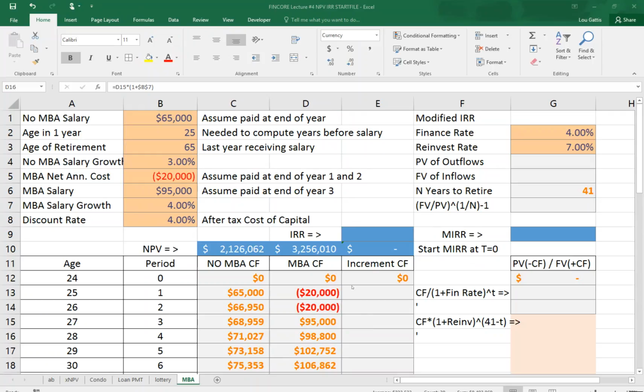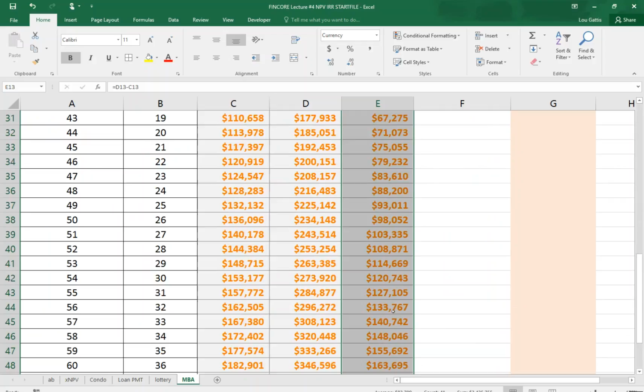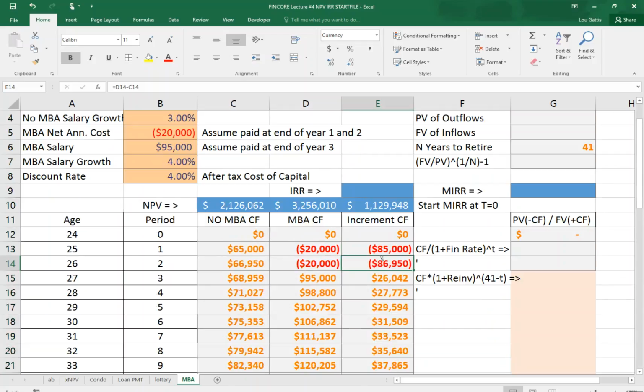So we'll calculate our incremental cash flows. If I take the MBA minus no MBA, that's my incremental cash flow. So the first year I'm really losing out on $85,000 because I foregone $65,000 in salary and I paid $20,000 in tuition after fellowships. So these are my incremental cash flows.